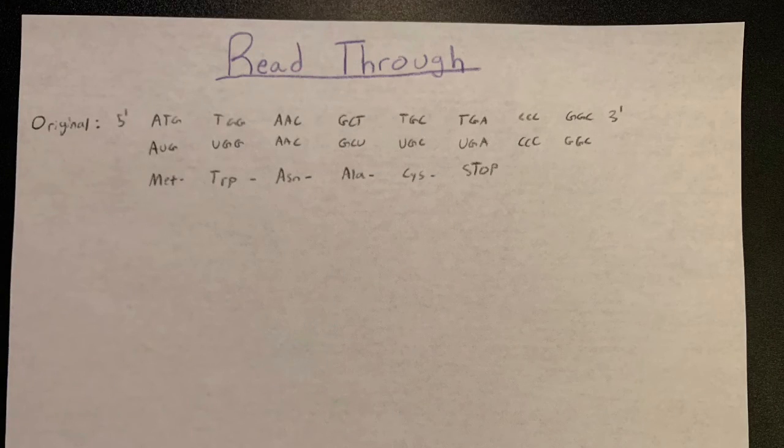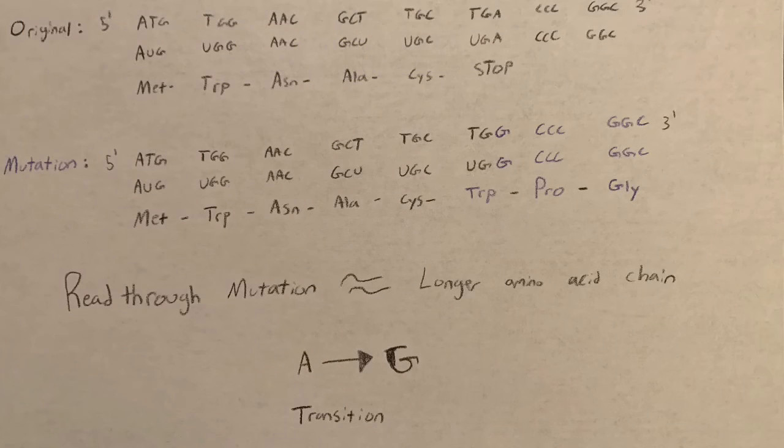And lastly, we see in the read-through mutation that instead of the normally coded for stop codon, it switches to a tryptophan codon, which means the amino acid chain will grow even longer than it's supposed to be, which will mess up the function as well. And that is it for mutations and genetics.